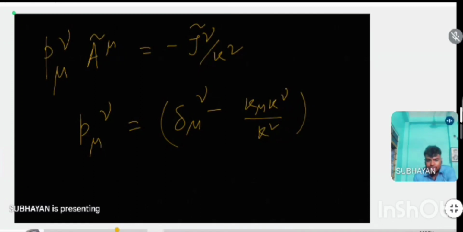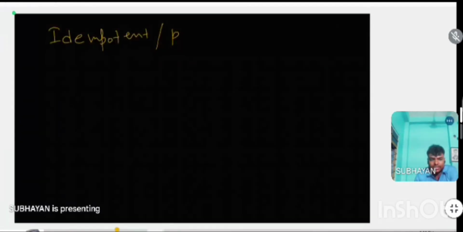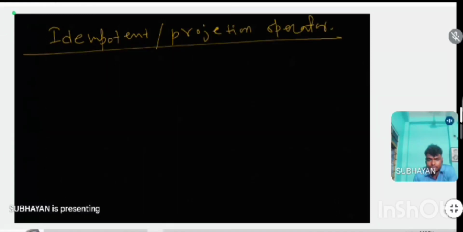Actually we can show that this operator is a projection operator, or idempotent operator. An idempotent operator is such that a square equals a, a cube equals a, a to the power n equals a. So such type of operator is called idempotent. This criterion is sufficient to define the idempotent operator.